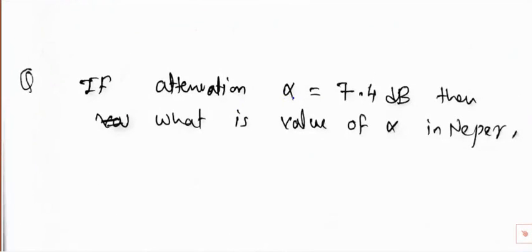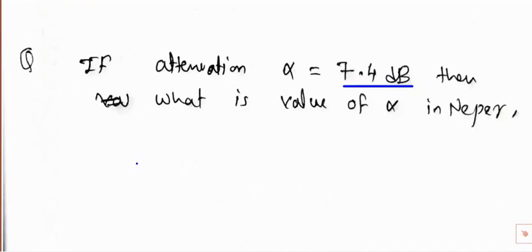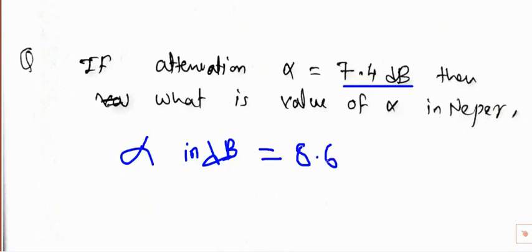If attenuation is 7.4 dB, what is the value of alpha in Neper? So we know that alpha in dB equals 8.686 times alpha in Neper. So from this you can get the value of the answer.